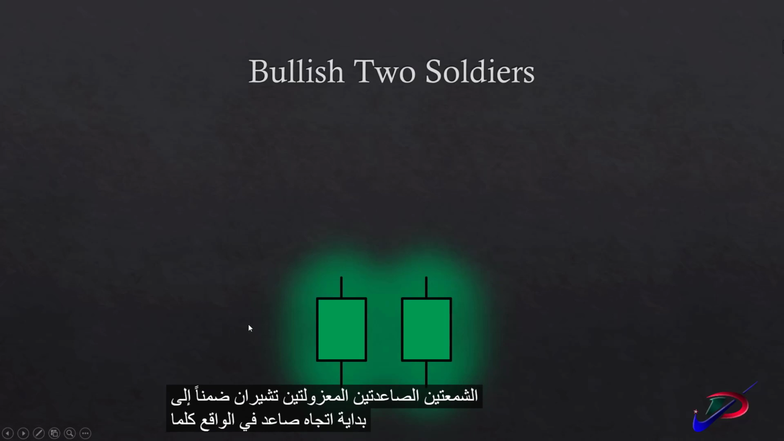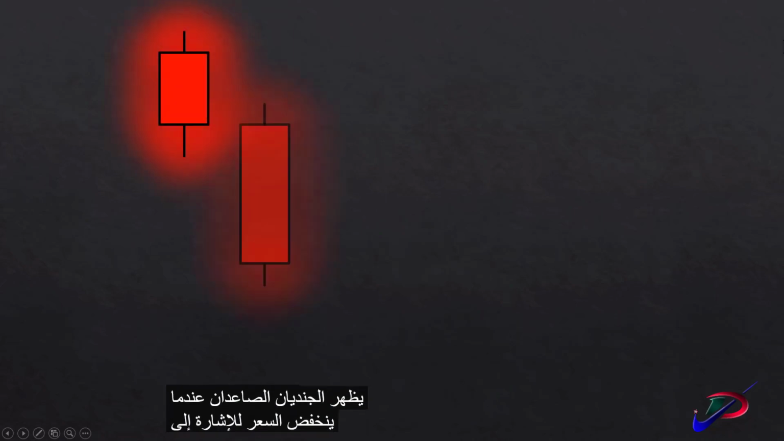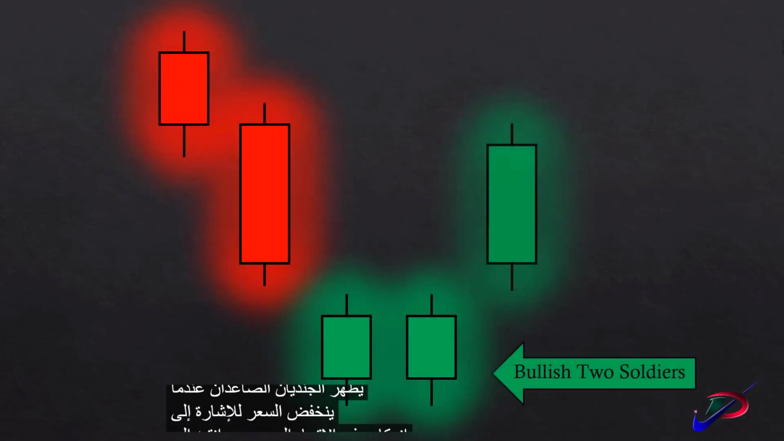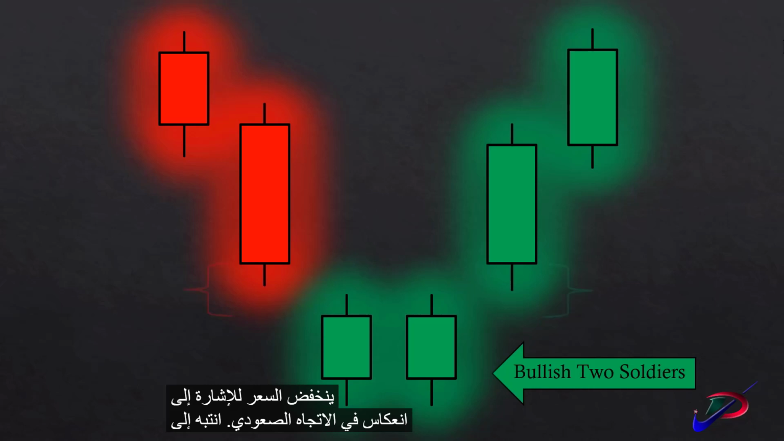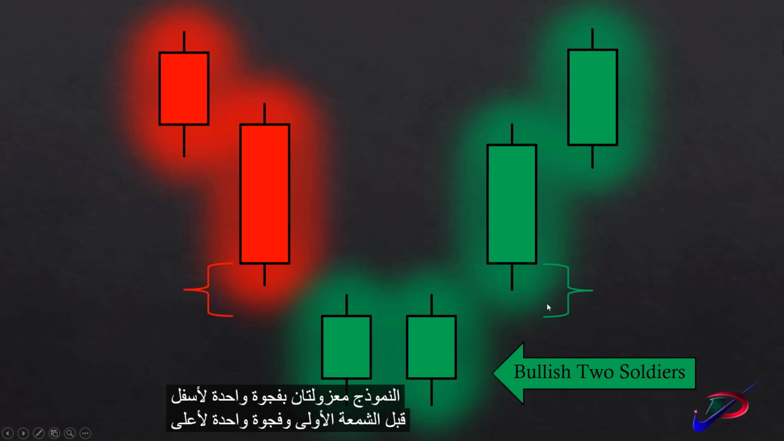In fact, whenever you hear the word soldier in the context of candlesticks, you can associate it with a bullish quality. The bullish two soldiers appear when price is going down in order to signal a reversal to the upside. Pay attention to the fact that both candles that form the pattern are isolated by one gap down before the first candle and one gap up after the second candle.